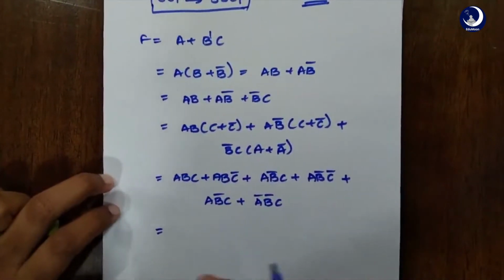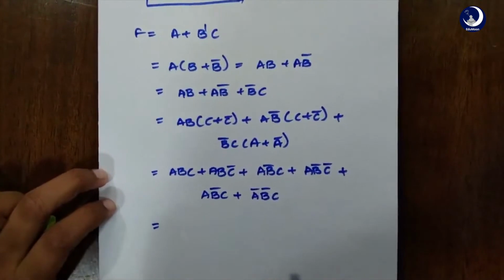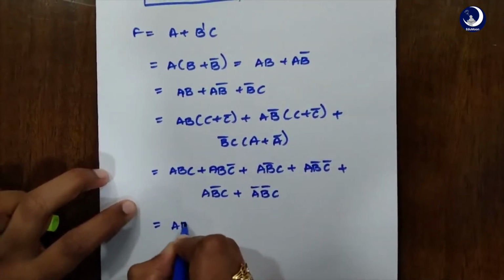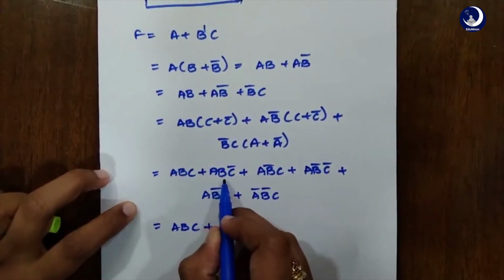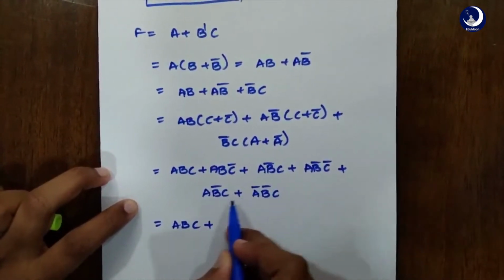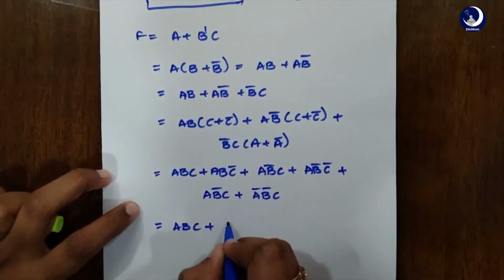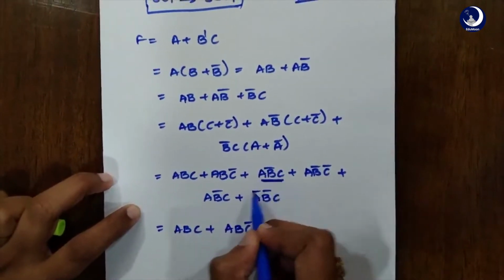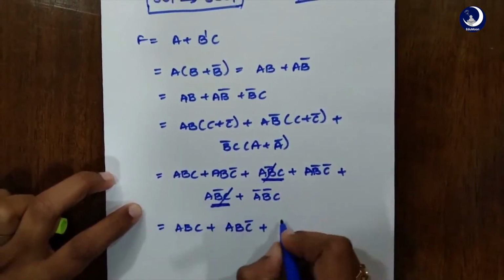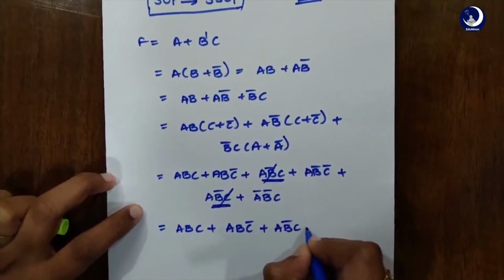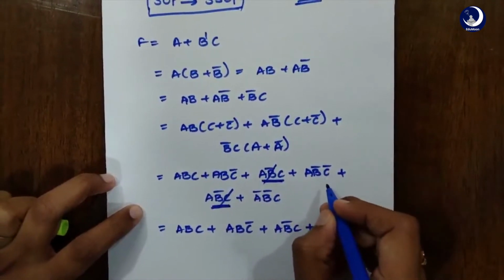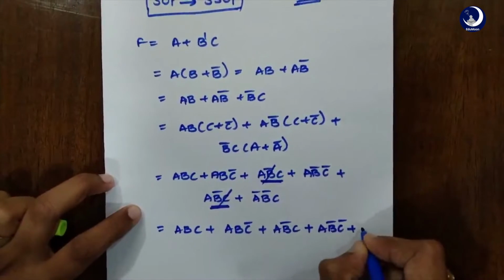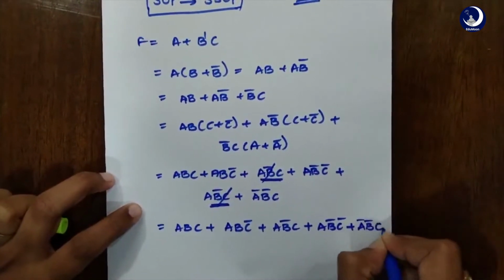If any common terms or repeated terms are there, just cancel them. ABC, just check the entire one. There's no other ABC, so ABC is done. Plus ABC bar. Can you find ABC bar in the entire equation? No, right? So just drop down that one. Now AB bar C and AB bar C, so once is required, AB bar C, there's no other term like that, plus A bar B bar C.